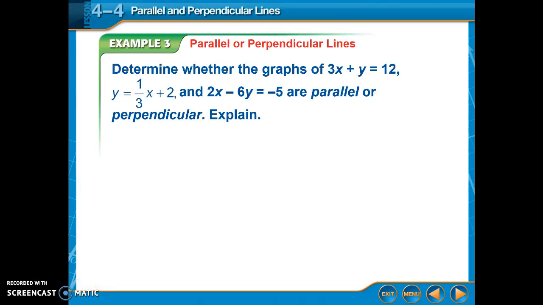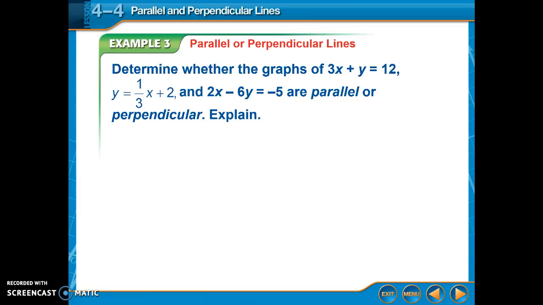Alright, this is example 3 from our notes packet, and here we are trying to determine whether the graphs of 3x plus y equals 12, y equals 1/3 x plus 2, and 2x minus 6y equals negative 5 are parallel or perpendicular. As a quick refresher, parallel lines have the same slope but different y-intercepts.